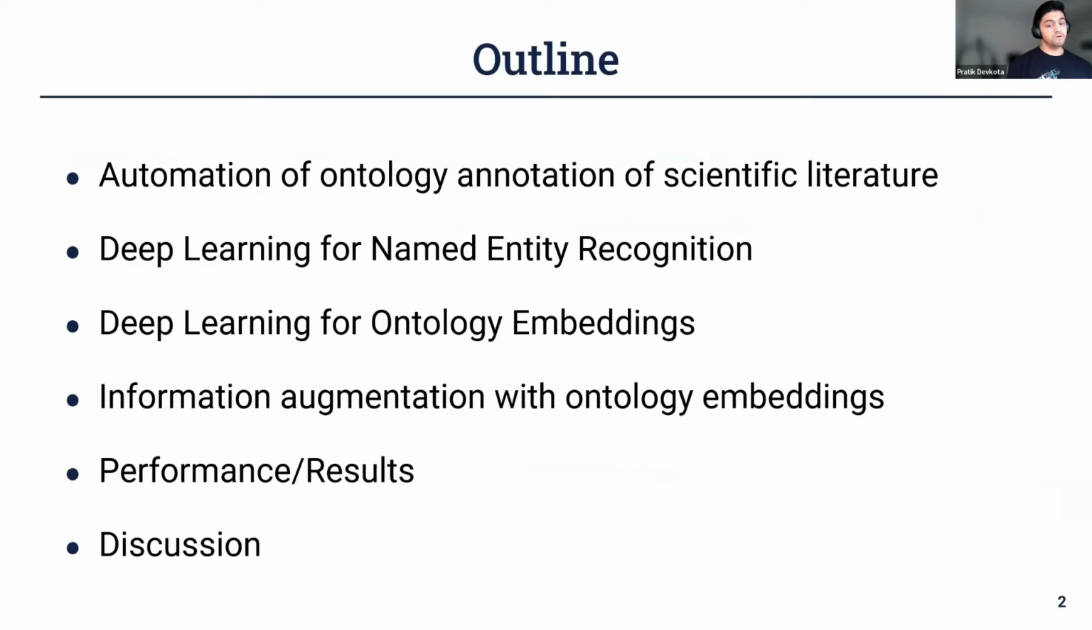Today, I'll go through the following points, starting with different ways to automate ontology embeddings. I'll then discuss the use of deep learning algorithms for named entity recognition and ontology embeddings. Later, I'll describe how we have augmented the contextual information from scientific literatures with the semantic relationship that exists in ontologies. And finally, I'll present the results of our research, followed by further analysis.